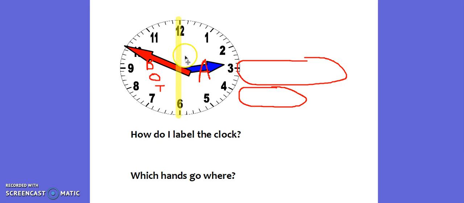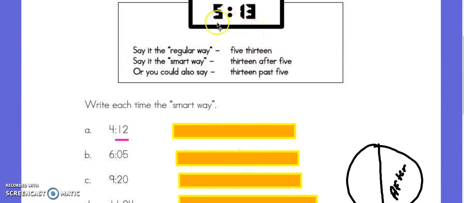And using this strategy to recognize that on this side it's after an hour and on this side it's before the next hour, you can use these strategies to help you answer the following questions. In the example, you can see 5:13 on a digital clock will be read the smart way as 13 minutes, which is written right there on the digital clock, after the hour that is listed.